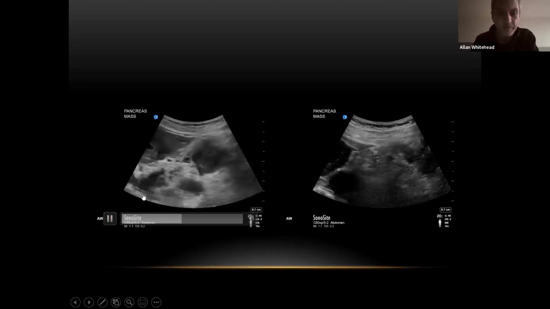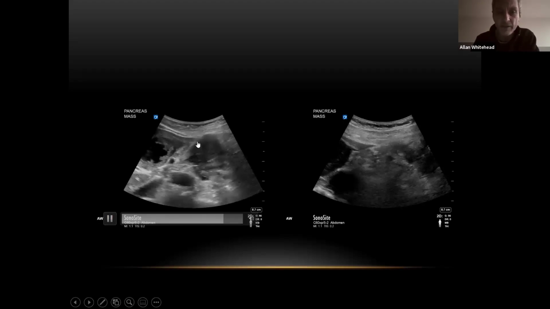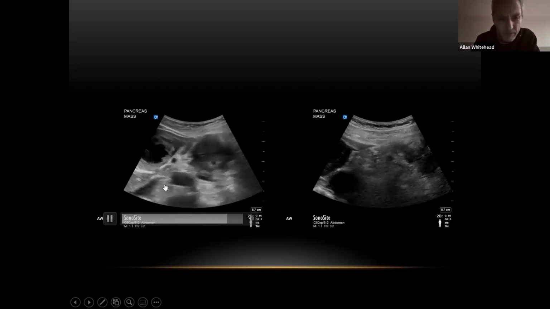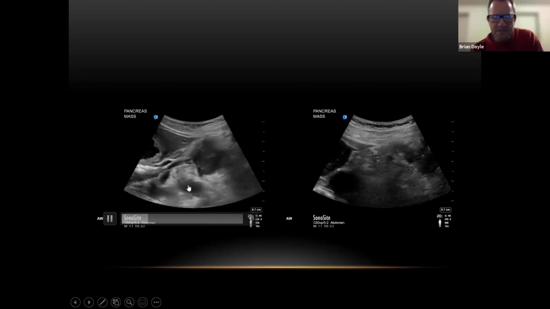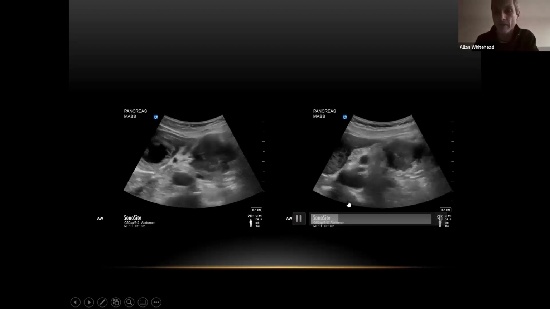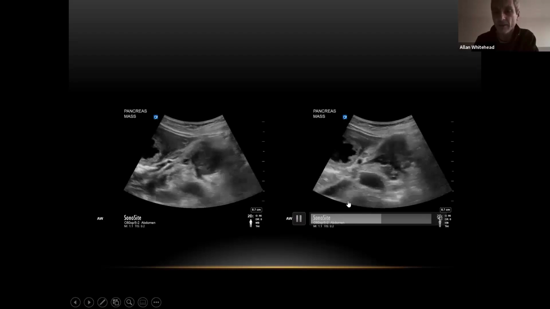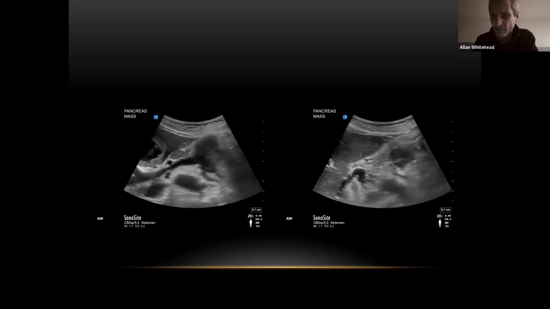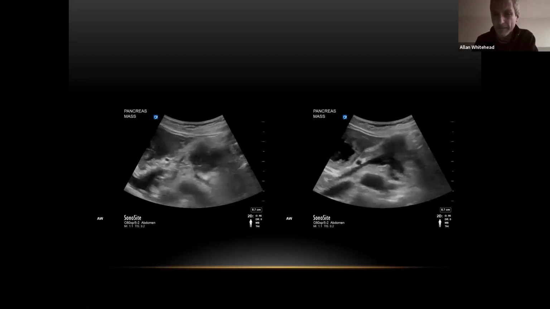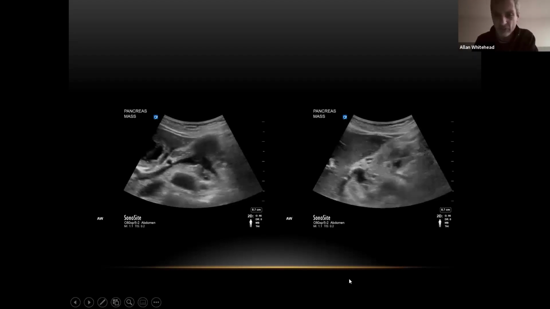So, yeah, there's the mass, there's that cavitating lesion. I'm not sure what plane I was in. Alan, I'm in transverse plane there, there's the aorta. And decent size, wasn't it? Around about sort of 3 centimeters or so. And there was a cavitating lesion.